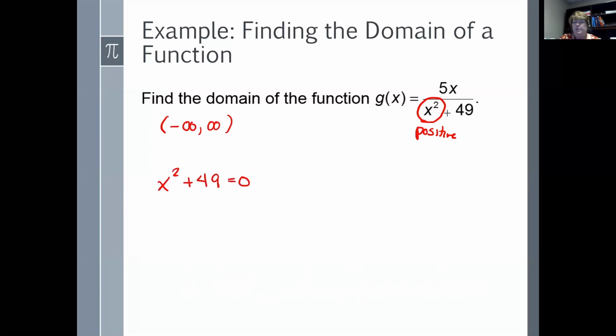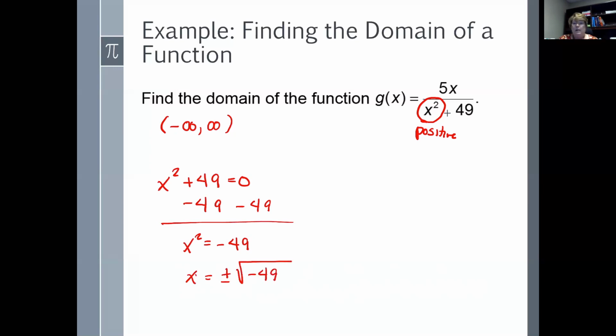And again, I'm going to use the square root property to solve this. So I'm going to subtract 49 from both sides. I get x squared equals negative 49. I'm going to take the square root of both sides. And so on the right-hand side, I have plus or minus the square root of negative 49. Well, what's the square root of negative 49?